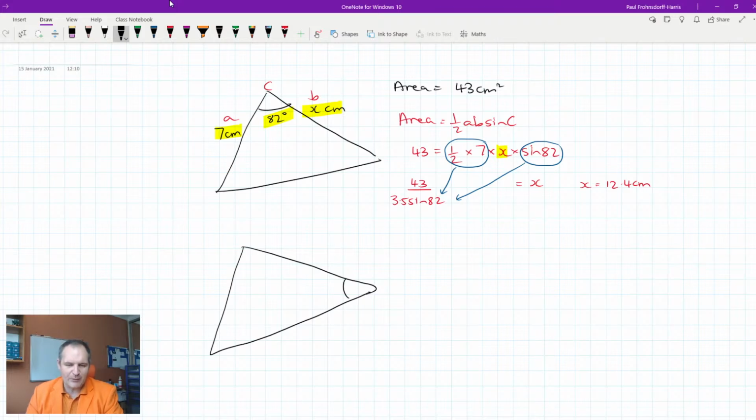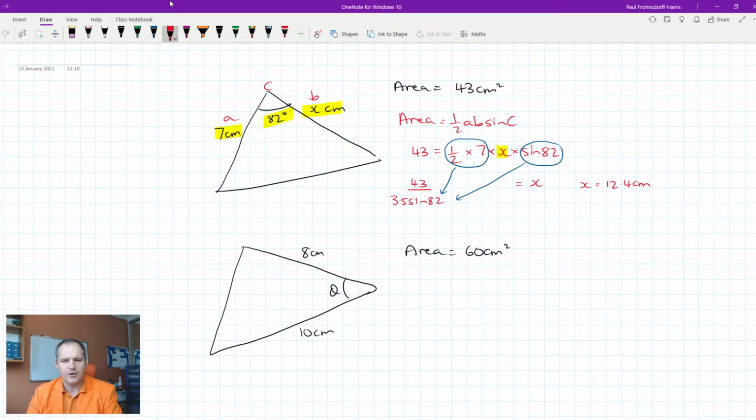This time, we're super happy. We're minding our own business. 8 centimetres, 10 centimetres, everyone's happy. Weird squiggly symbol. Area equals 60 centimetres squared. What? It's given us the answer and we haven't got the angle.